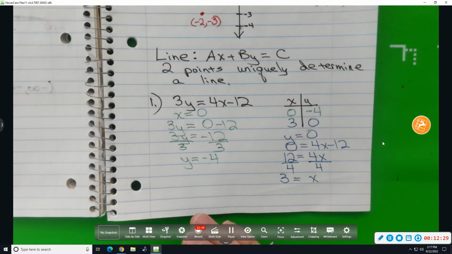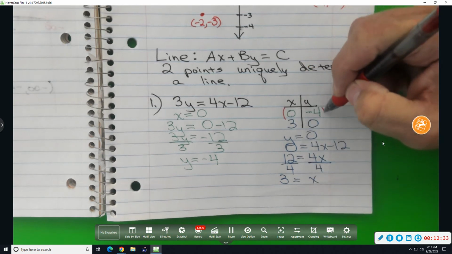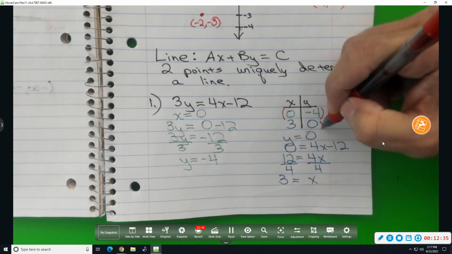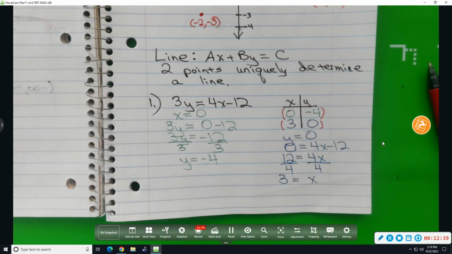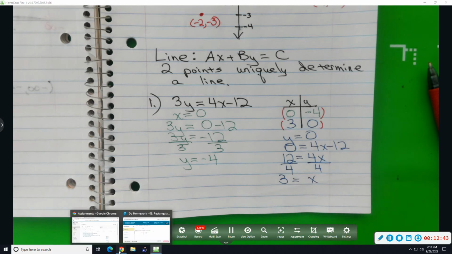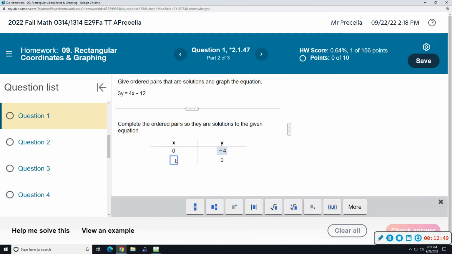All we need are 2 points to draw a line. I always like to put the parentheses around the ordered pair, even though you don't have to, just for illustration. It's a fine thing to do. So we come over here. Let me type in the 3.